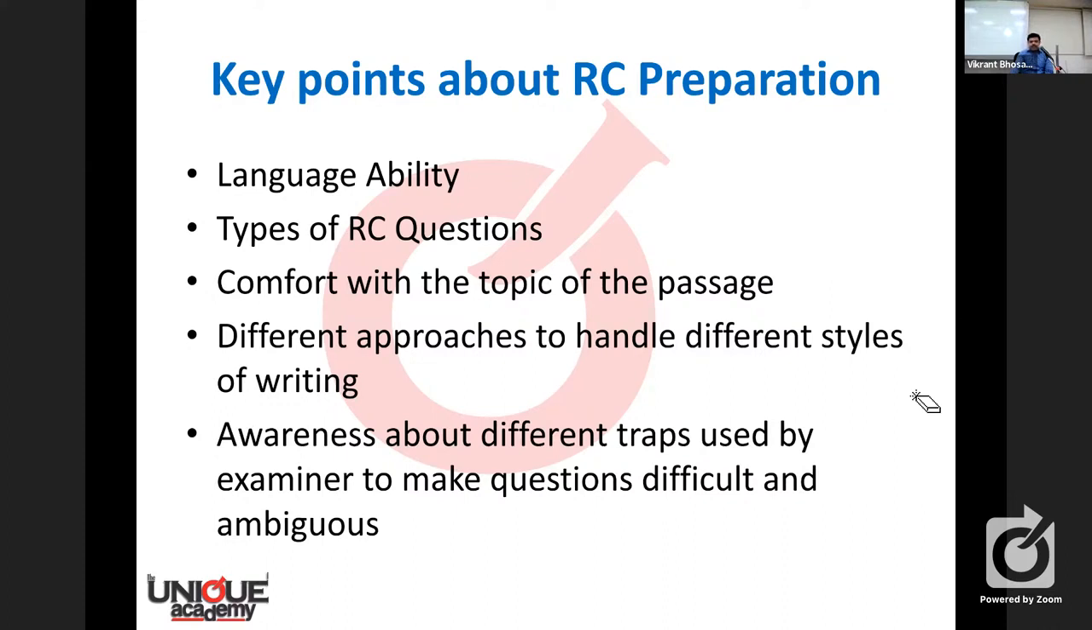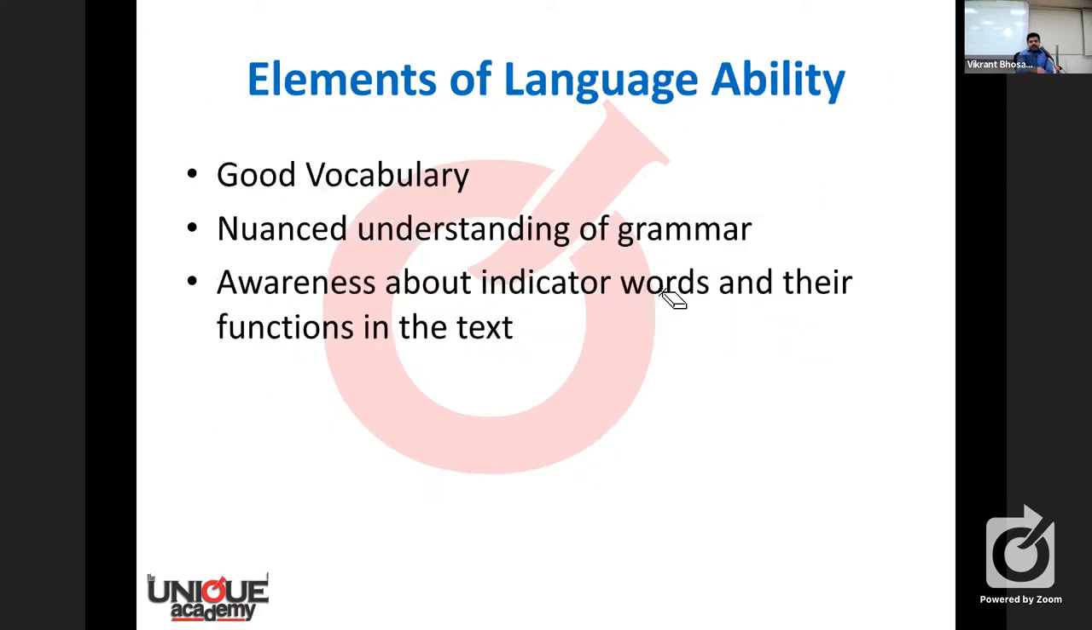And last is about different traps used by the examiner to deceive you. Okay, sometimes to confuse you, out of four options, two can be easily eliminated, but the remaining two appear too close to choose. They resemble each other and you get confused. And that is wherein lies the trap used by the examiner. Okay, so you need to be aware of all these traps beforehand so that you will be alert while choosing the option. Is that clear? So ye paanch cheezein aap samajh lenge, to isme hum ek ek dekhenge. Pehli hai language ability.